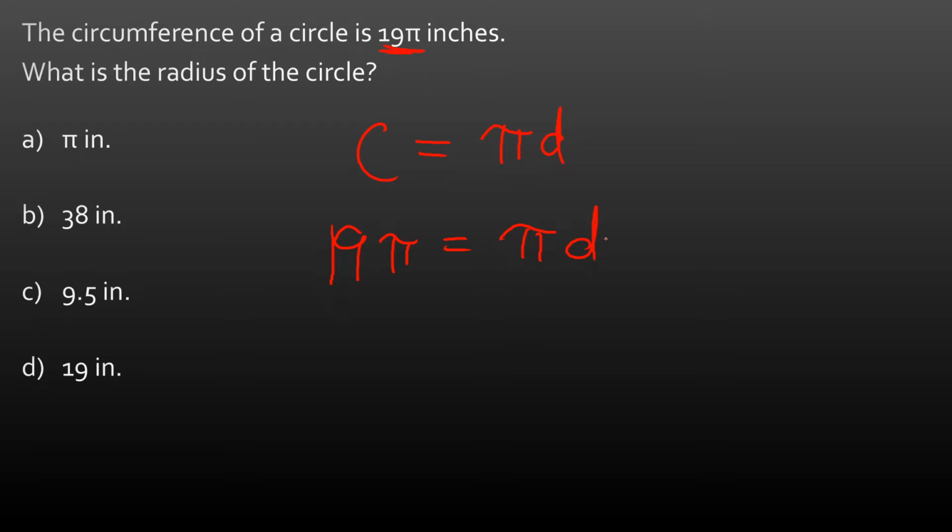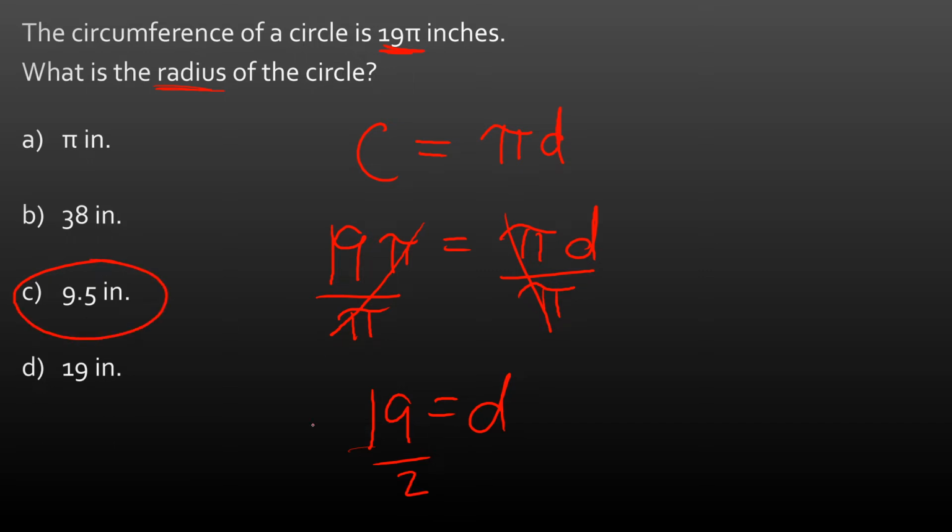So to figure out what my diameter is, I need to get my diameter by itself, meaning this pi that's next to it needs to go away. And the opposite of multiplying by pi is dividing by pi. So I'm going to divide both sides by pi here, and these pi's are going to cancel. So 19 is my diameter. However, I need to remember that I'm looking for the radius, and in order to find the radius, I need to take my diameter and divide it by 2. So 19 divided by 2 gives me this 9.5 here.